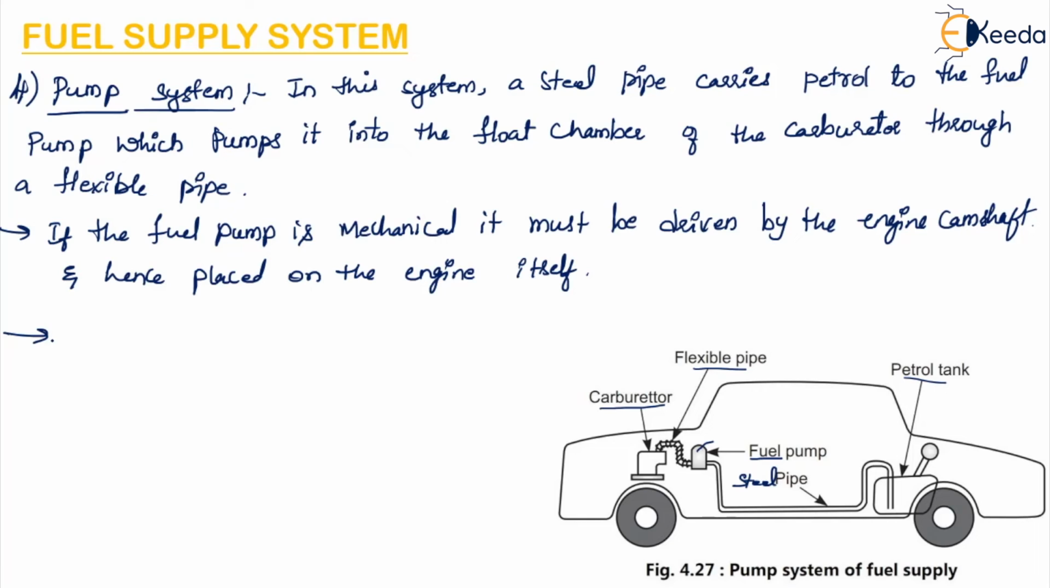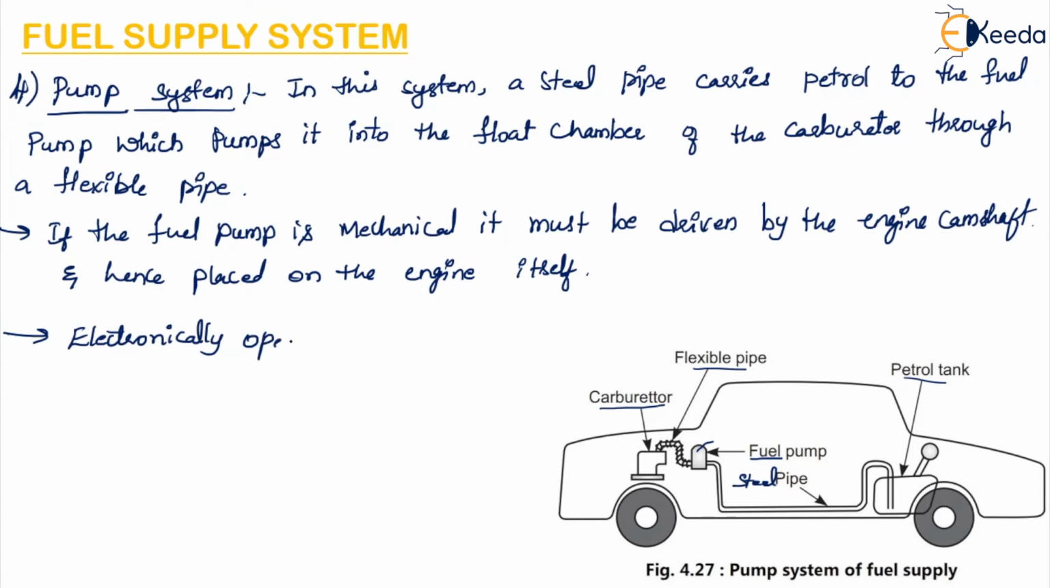If you are using electronically operated fuel pumps, then it can be placed anywhere, that is in the rear location which is away from the hot engine, thereby reducing the tendency of forming vapor lock. If the fuel pump is placed nearer to the engine, then vapor lock will be produced because of the heat of the engine. But if you are using an electronically operated fuel pump, you can place it away from the engine.